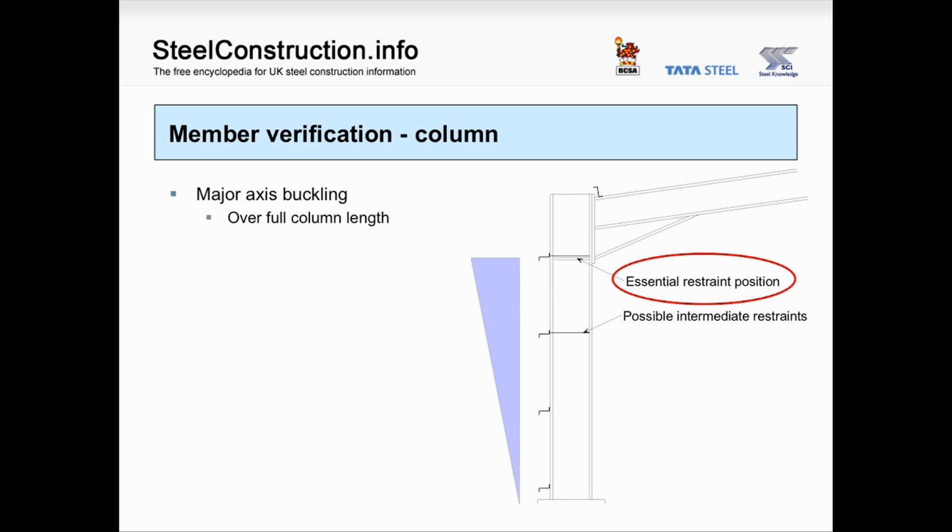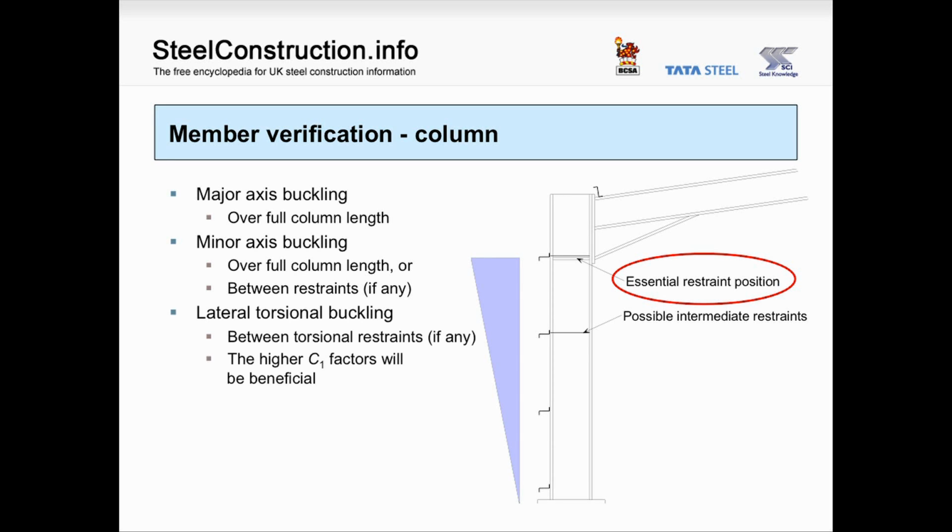As far as the column is concerned and major axis buckling, there are no restraints to major axis buckling, and therefore we would have to consider the full column length. In the minor axis, the side rails will be doing a good job of restraining the column, so if they exist, we would check between those restraints. If not, we will be using the full length from the underside of the haunch down to the base.